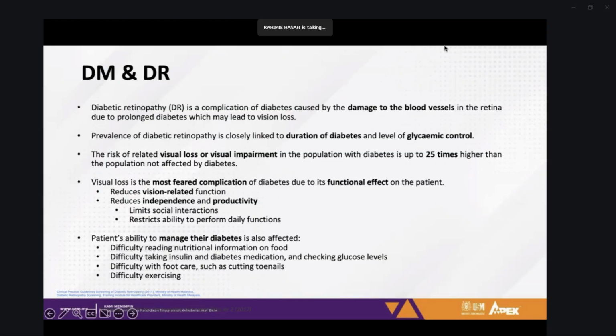And patients will also have limitations in managing their diabetes, with difficulty in reading nutritional information, difficulty in administering insulin or any OHA medication, and also in checking their own glucose level. And there is also difficulty taking care of their foods and doing exercise.